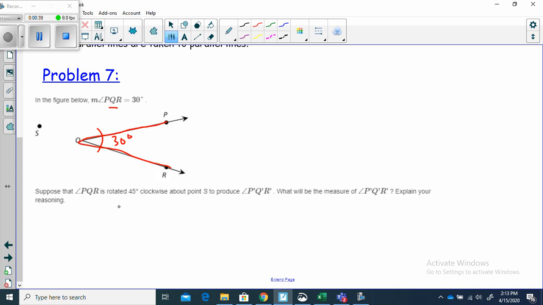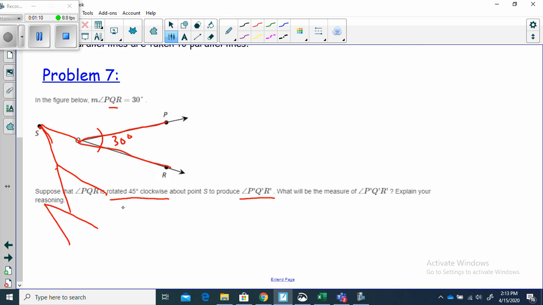Suppose that this angle is rotated 45 degrees clockwise about point S, here's point S, to produce angle P prime, Q prime, R prime. Okay, if it's rotated 45 degrees clockwise, it's going to be coming over here somewhere. Because that would be more like over here, wouldn't it?